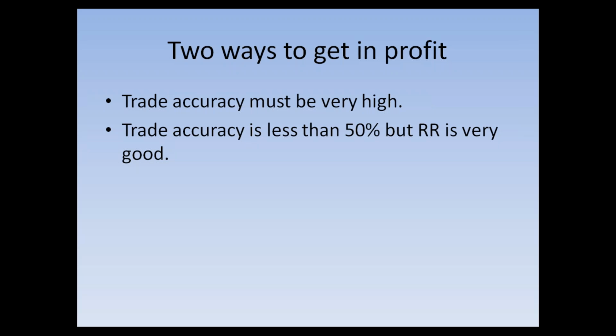Okay, so there are only two ways to get in profit in this business. The first is if your trade accuracy is very high, then only you can be profitable in the business. And the second is your trade accuracy is less than 50%, but your risk reward ratio is very good. You have to see what are your strategies, what are their accuracies, what are their risk reward. But these two things are going to remain forever in this market. So accept any one according to your strategy.